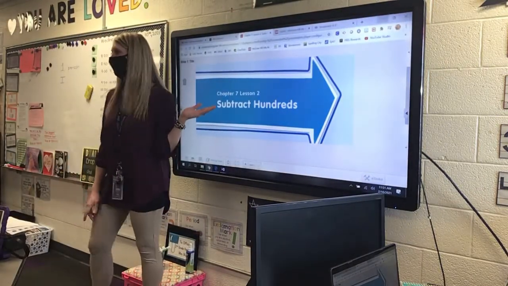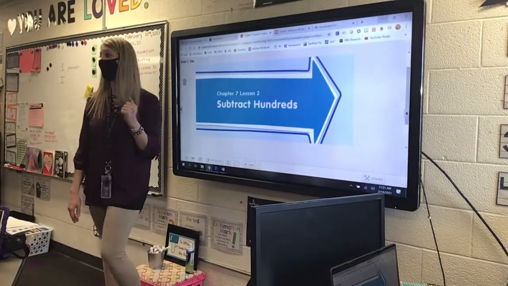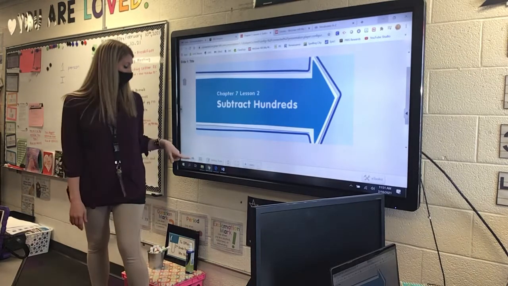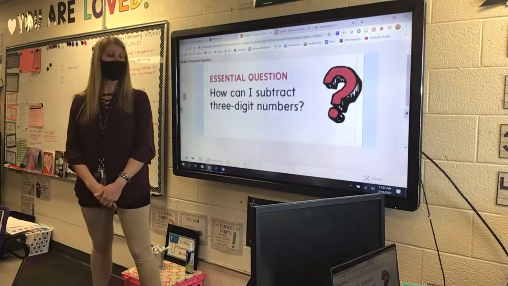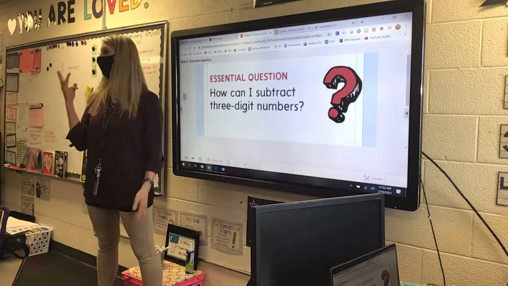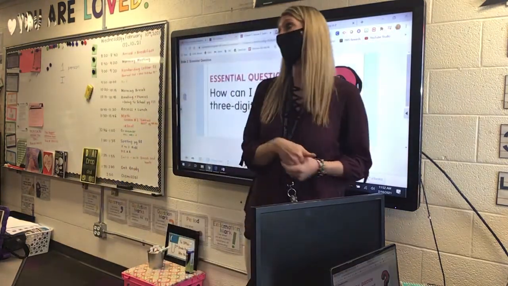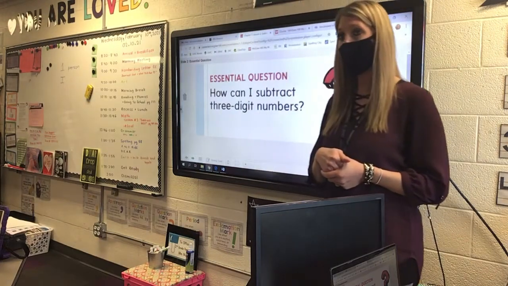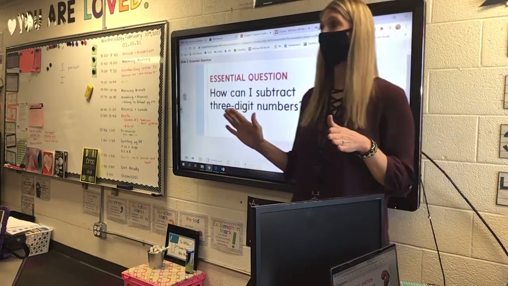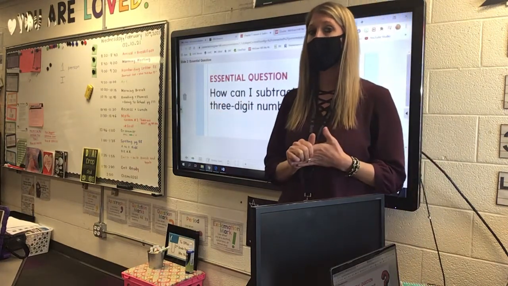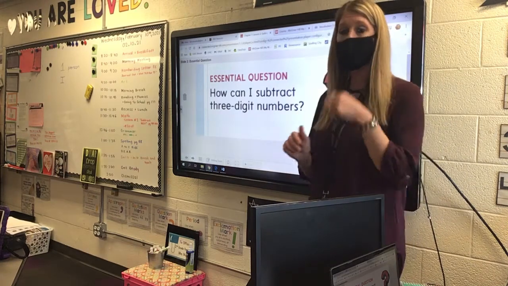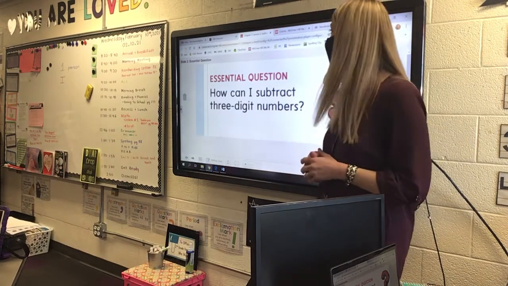Today's lesson is chapter 7, lesson number 2, which is on subtracting hundredths. Our essential question is, how can I subtract a 3-digit number? Yesterday we learned a very hard way to subtract a 3-digit number, but you guys did very well. I was amazed at how well you did. Today we're going to learn a different way, a different strategy.